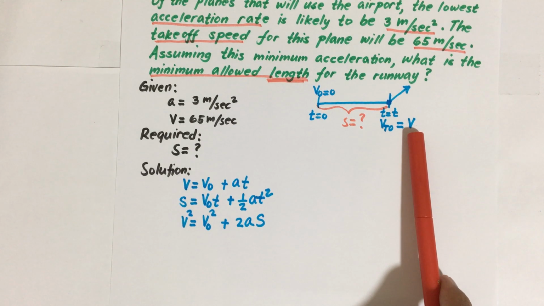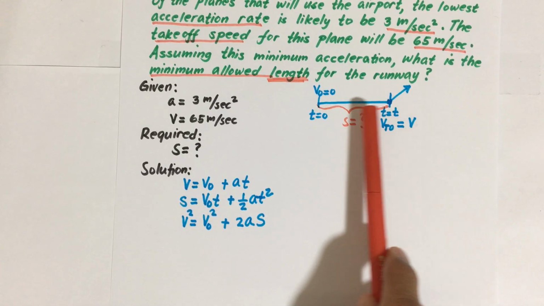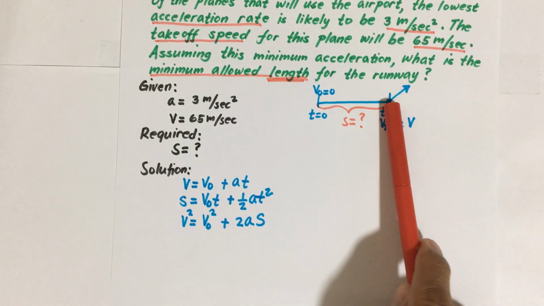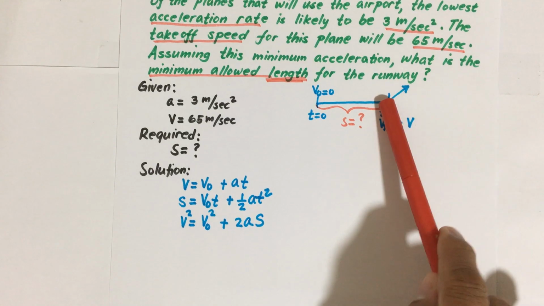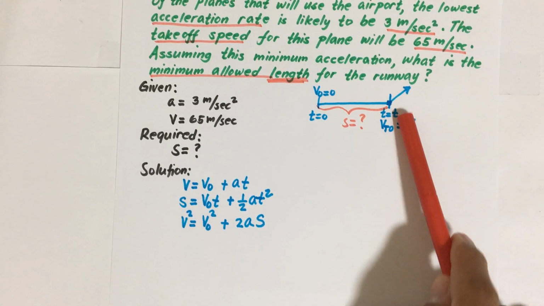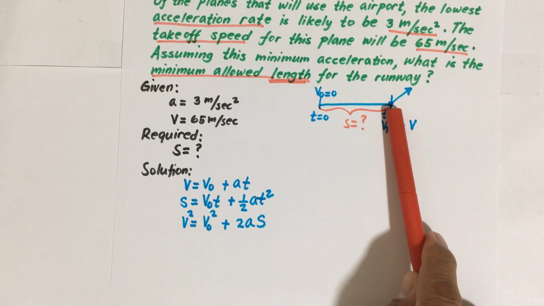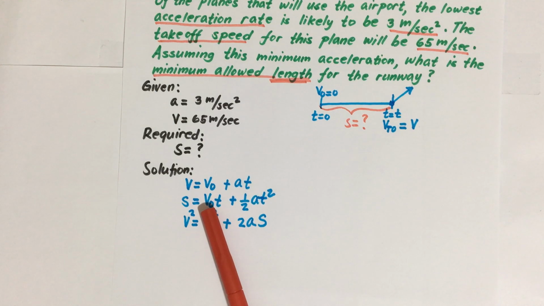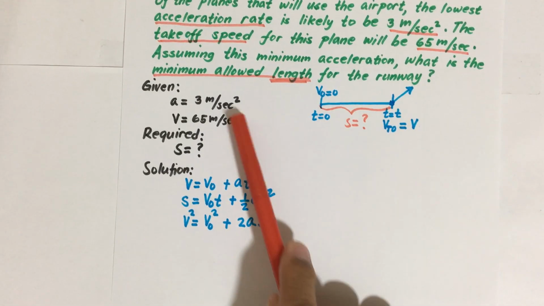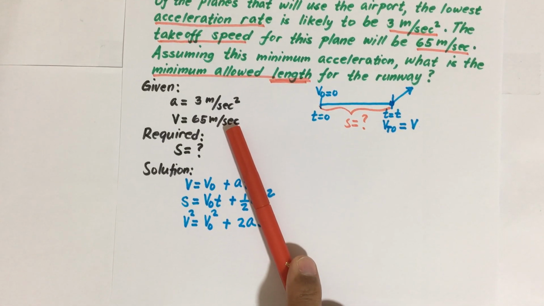Okay, so if you know the time, what is the time when the plane reaches this point where it takes off, then you can calculate this distance, the minimum allowed length, by using this formula. So you just need the time t here, because the acceleration and the final velocity are also given.